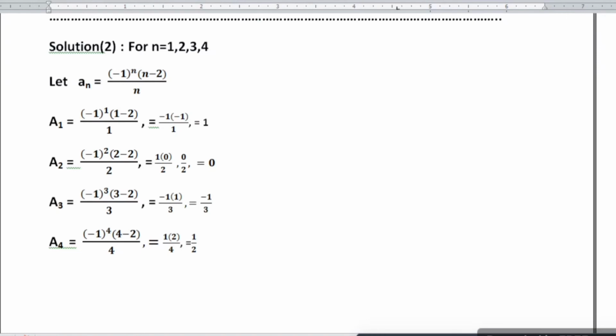Hence the required terms are: 1st term, that is 1; 2nd term, 0; 3rd term, minus 1 divided by 2, minus 1 divided by 3; and 4th term is 1 divided by 2.